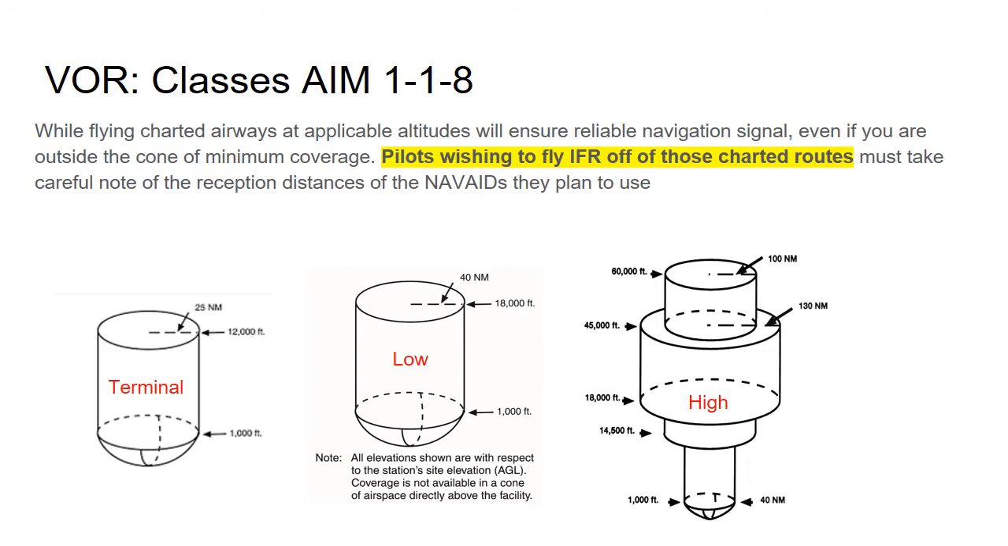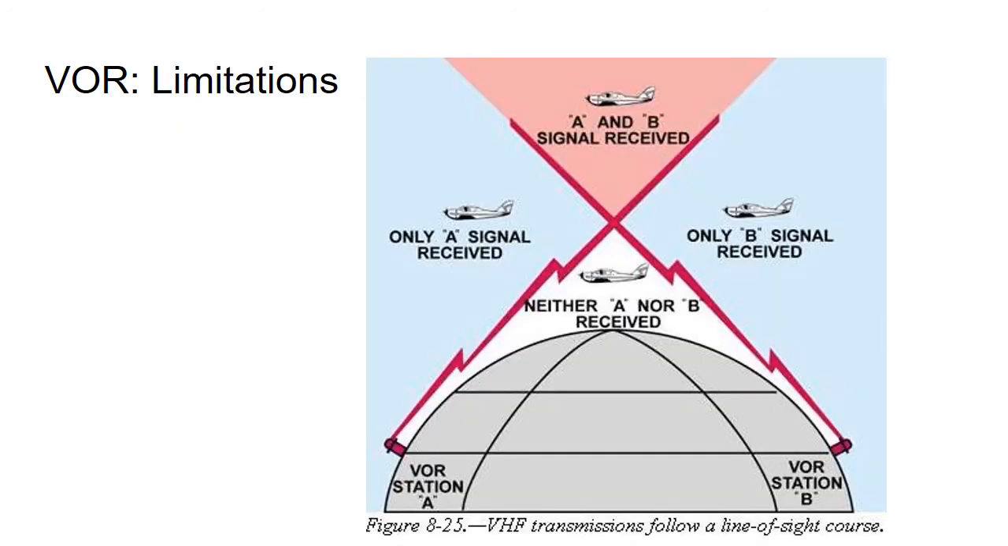Pilots wishing to fly IFR off those charted routes must take careful note of the reception distances of the nav aids they plan to use, however, and take into consideration some of the limitations of the technology. In addition to distance, another limitation of VORs is line of sight, meaning you have to be at a certain altitude to receive the signal, and any terrain can get in the way of using the VOR.